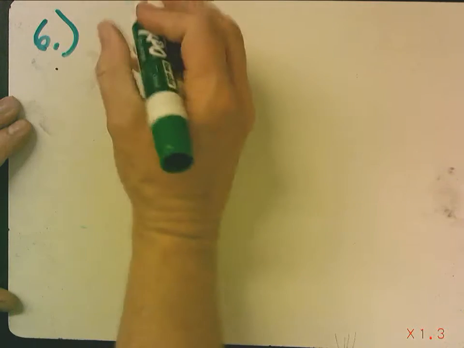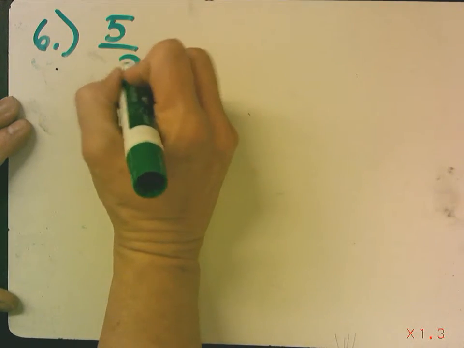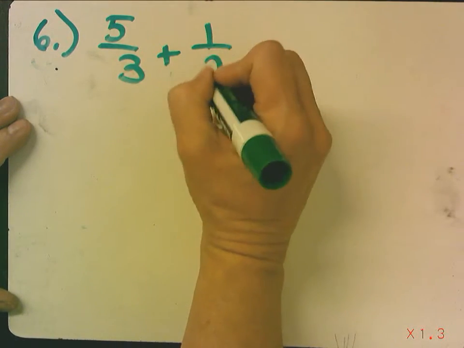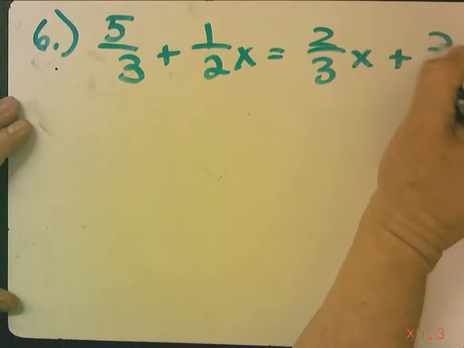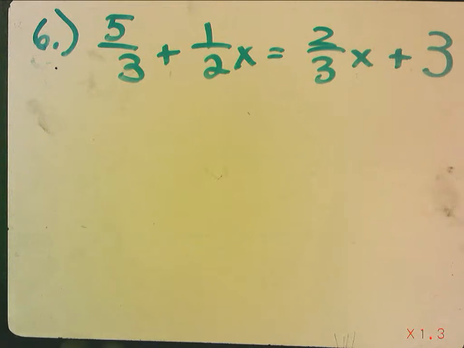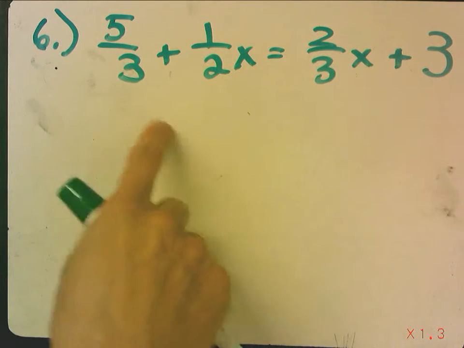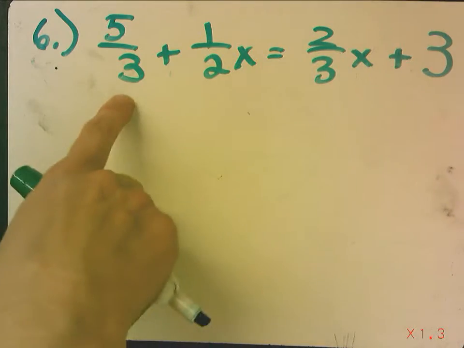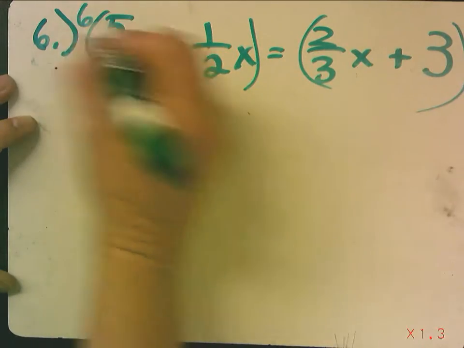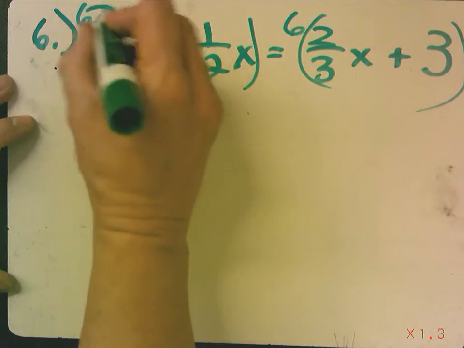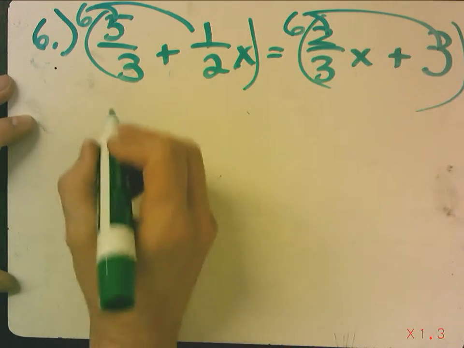Okay, now turn the page. And number 6 is a bunch of fractions. Now, to clear an equation of fractions, we multiply by the common denominator. In this case, the common denominator would be 6, because 6 is evenly divisible by 3 and 2. So that means I make Grandma 6, and I make sure Grandma distributes to all terms.